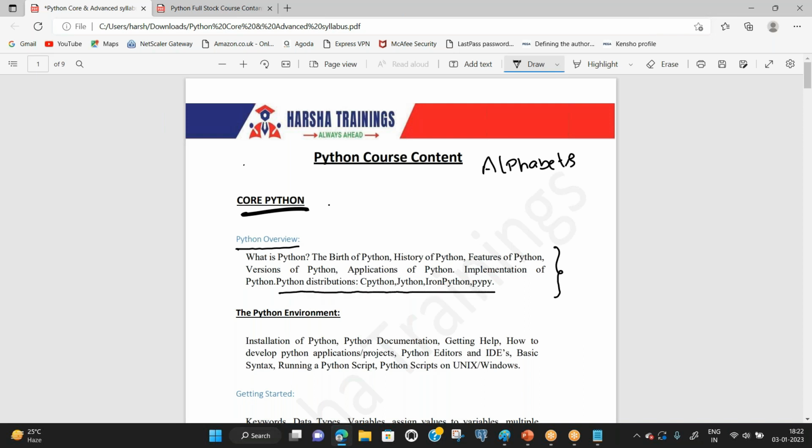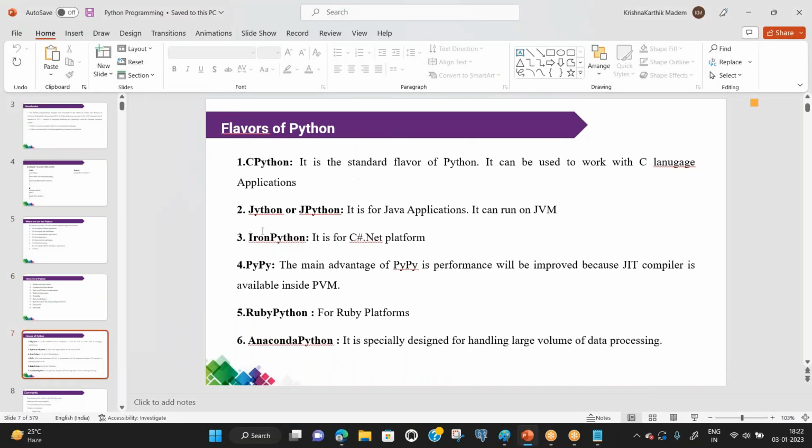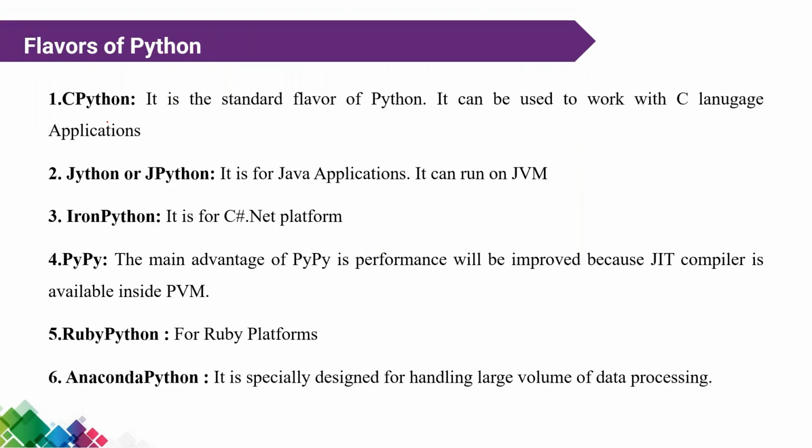What is meant by Python flavors? First I will explain the Python flavors. Observe the terms: CPython, JPython, IronPython, PyPy, Ruby, Anaconda Python. That means we developed the Python programming language. Remember that a Python program can work together with another programming language also. For example, coming to CPython, it is a basic flavor. It can be used to work with C language applications. That means I designed an application in C language, but the application is not at all completed.